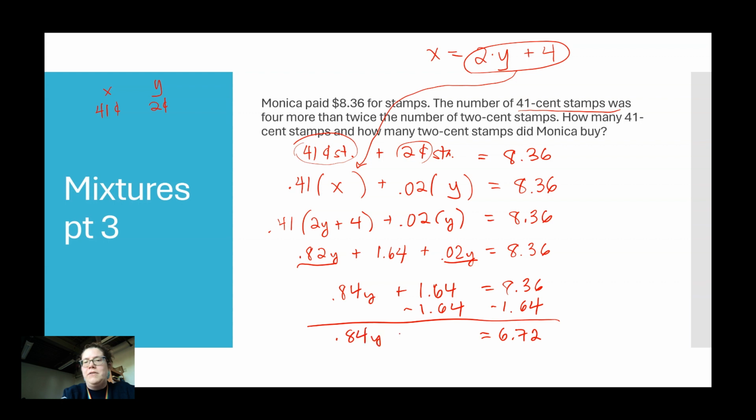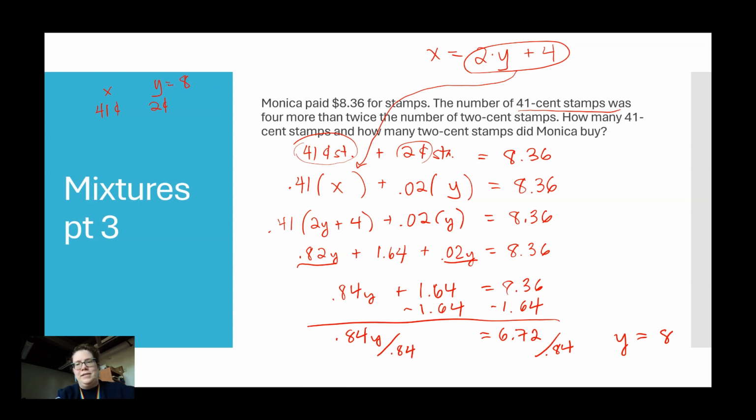And now we need to divide by 0.84 to get Y all by itself. And when we do that, oh my gosh, how nice, we get 8. So that was Y. That was my 2-cent stamps. Okay, we bought 8 2-cent stamps.